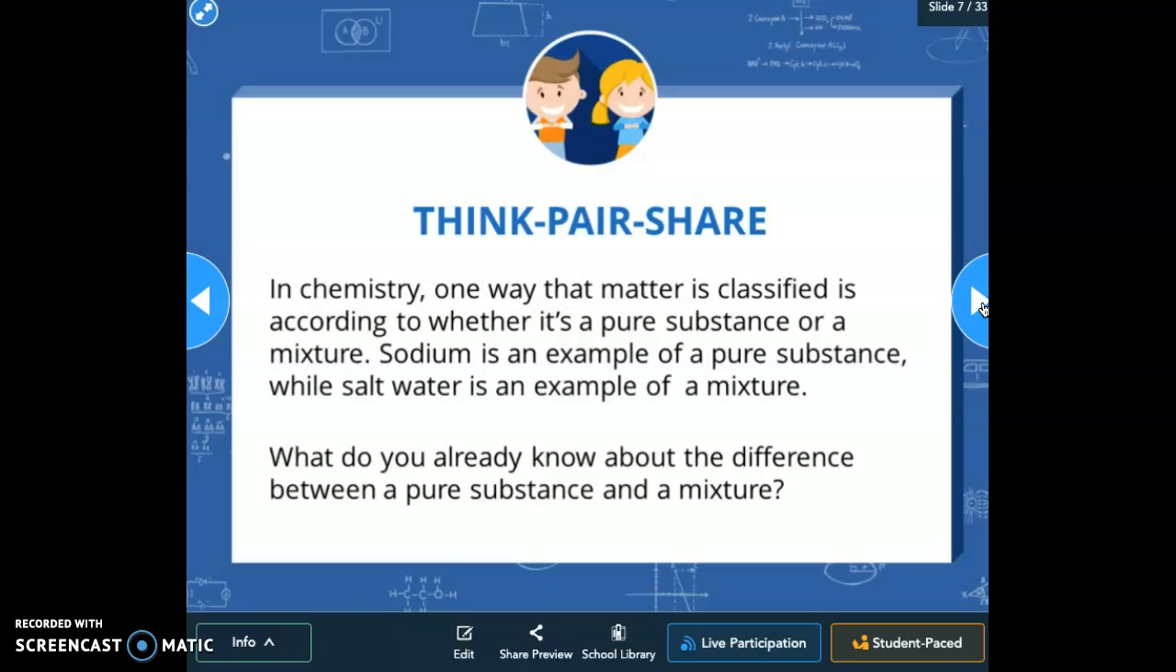So we saw salt and water on Friday and learned that it was a mixture. And we learned that the water is the solvent and the salt is the solute. So what do you already know about the differences between a pure substance and a mixture? You could take this moment to pause the video and discuss that if you have a partner. And if not, just think about what you already know about the difference between a pure substance and a mixture.